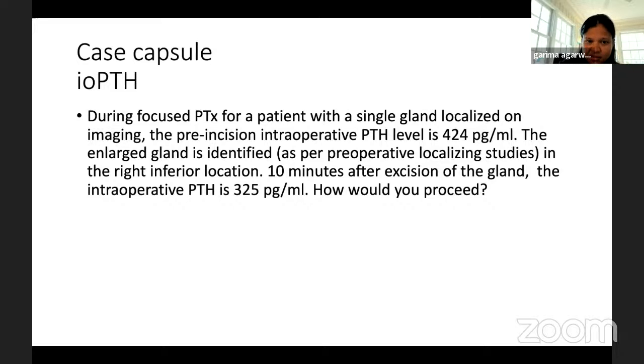I sent another PTH at that point, and I also sent the gland that I've excised for frozen section to confirm that I actually took out the gland and it's not a lymph node or something unusual. If the gland is confirmed to be an adenoma or hyperplastic adenoma and the PTH has still not dropped within the normal range, at this point I would expect normal range because 30 minutes have passed.